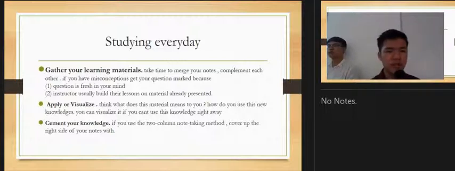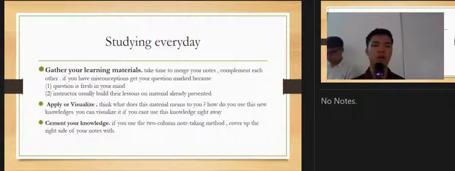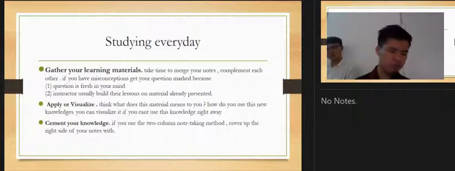And the last one is self-test your knowledge. If you use the two-column note-taking method, then cover up the right side of your notes with a paper. If you are unsure about anything, look up the answer and write it down right away. Don't let the wrong answer be the last thing that you see, because this will most likely cause you to continue to remember the wrong answer.